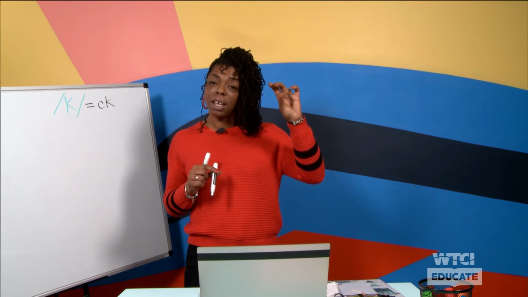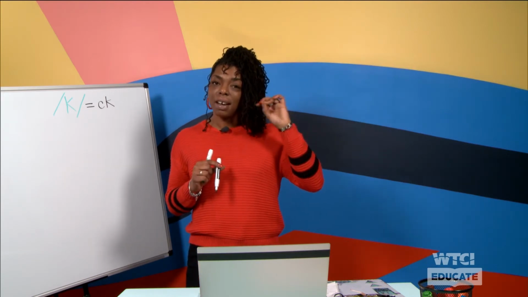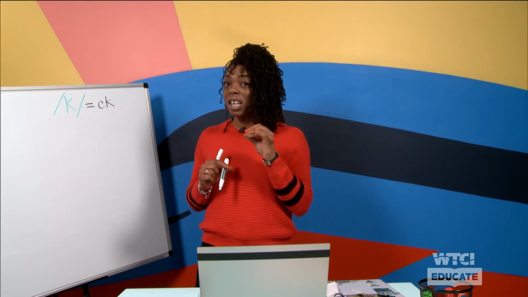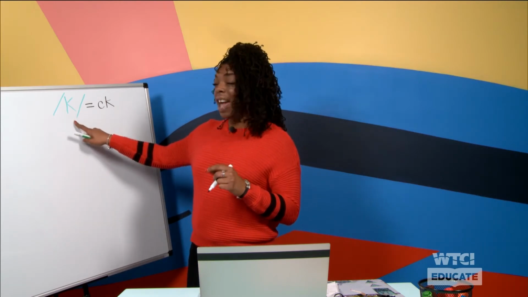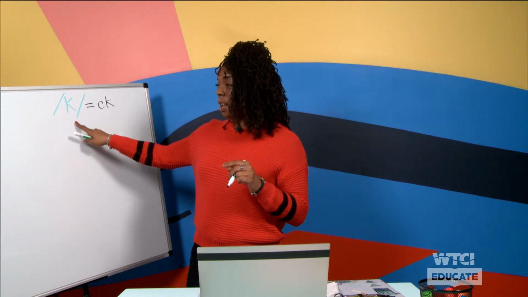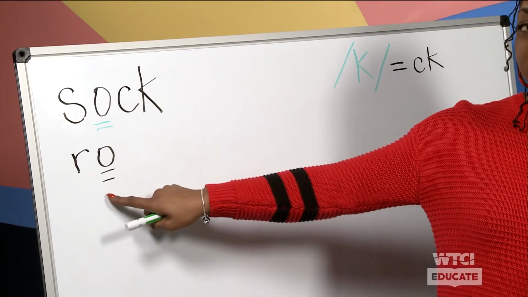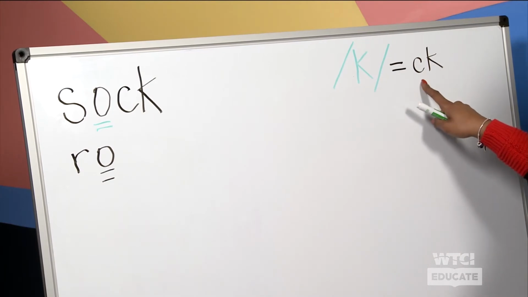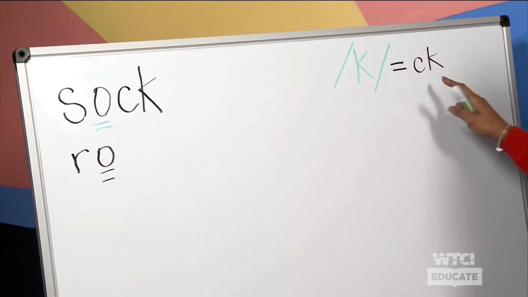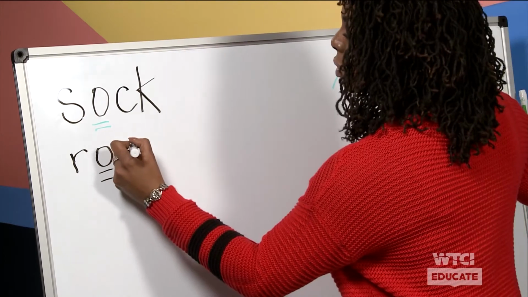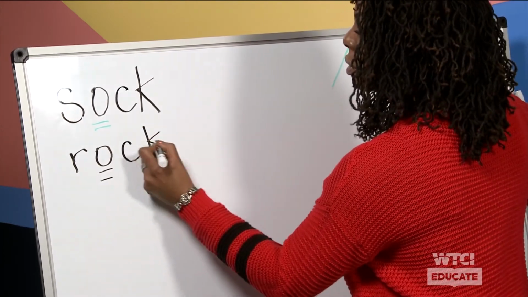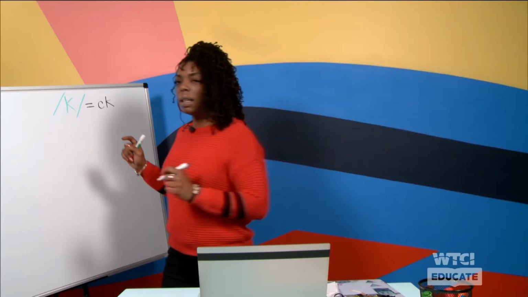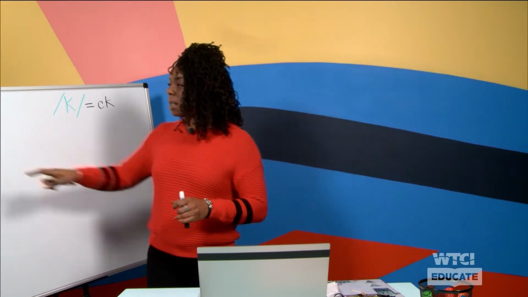K. All right, let's think about what we just learned. K at the end of a word, followed by a short vowel sound, is going to be represented by the digraph CK. Okay. Now let's go back and look at these two words.